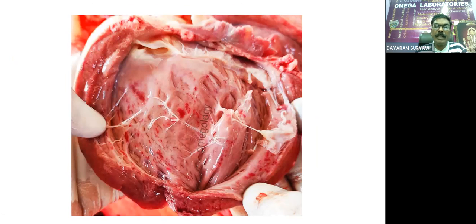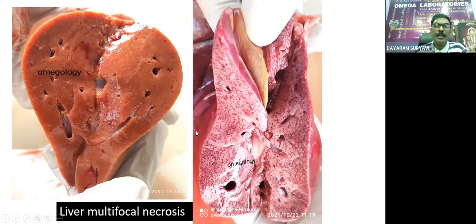Then hemorrhages on the endocardium, you can see the endocardium showing different kinds of hemorrhages. Then multifocal necrosis of the liver: various stages of Theileria may lead to different kinds of necrosis in the liver tissues. So maybe small necrosis or extensive necrosis can be observed in the liver tissues.